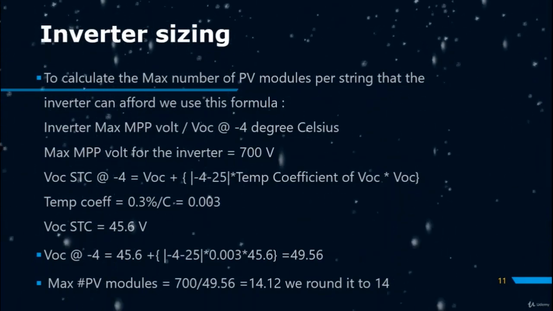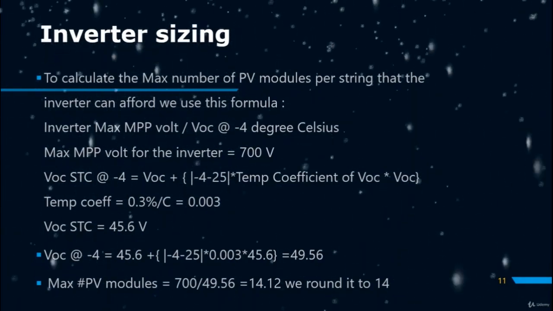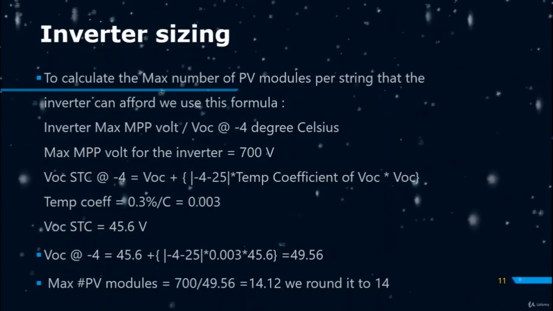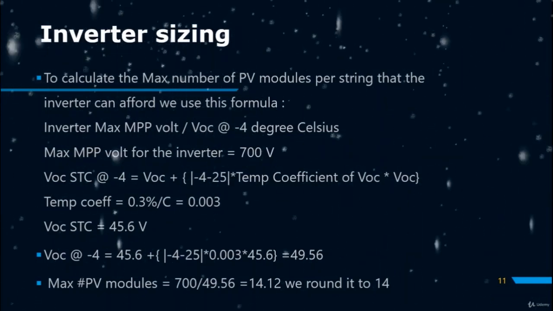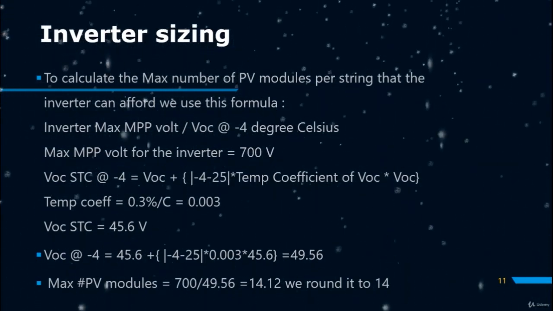We will get 14.12 panels, and we round it to 14. This is the maximum number of PV modules per string that the inverter can afford.